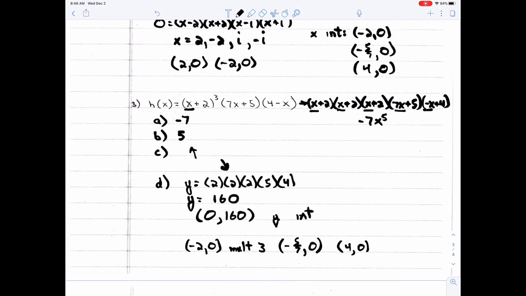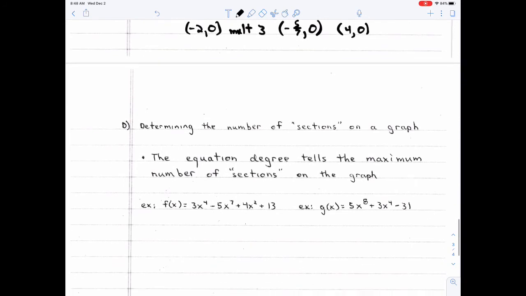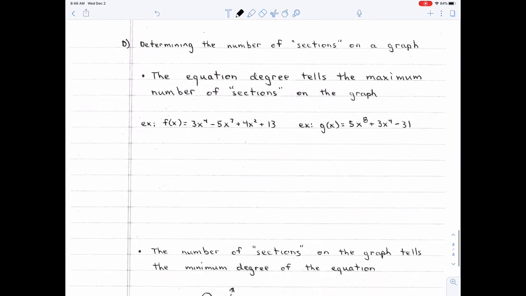Okay? All right. Now, determining the number of sections on a graph. Again, in general, the number of sections will be the same as the degree, but that's not perfect. Actually, the equation degree tells you the maximum number of sections on a graph. Okay? So, x to the 4th means most likely it's 1, 2, 3, 4. But there may just be 2. Okay? When would that happen?